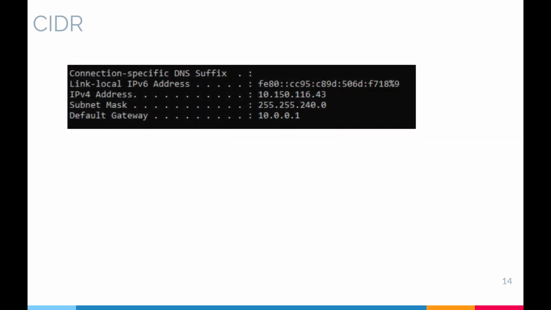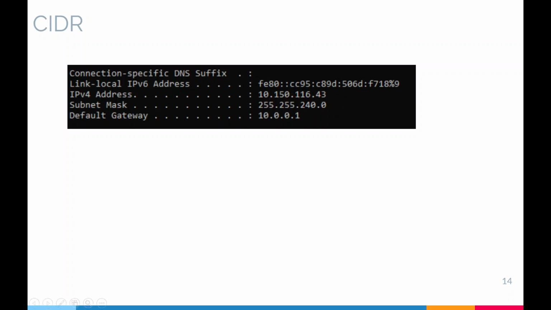So here is a screenshot from a system which has a particular IP address, which is 10.150.116.43, and this is the subnet mask. Now if you observe, the subnet mask is slightly different than the ones that we have been observing, because usually we used to have whole octets, which is 255.255, and here also 255, but now it's 240. So it's slightly different.